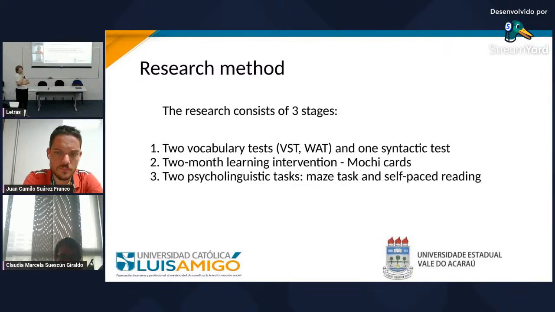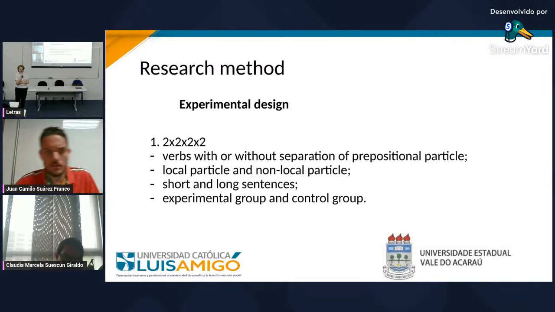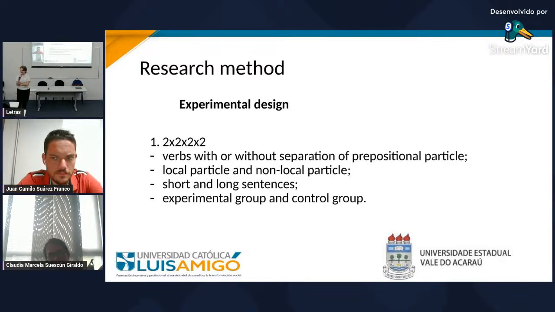We have two psycholinguistic tasks: the maze task and the self-paced reading task. The experimental design is kind of complicated. There are a lot of factors. It's 2 by 2 by 2 by 2. That's a lot. We have verbs with or without separation of the prepositional particle. We're talking about phrasal verbs: some particles can be separated, others cannot. So the sentences will have a local particle or a non-local particle. That is the division of the sentences. And we have short and long sentences, and an experimental group and a control group.